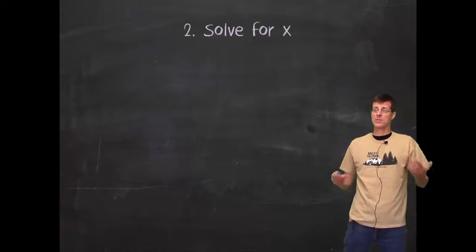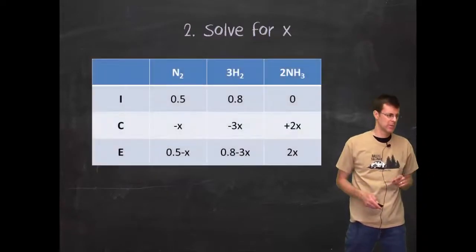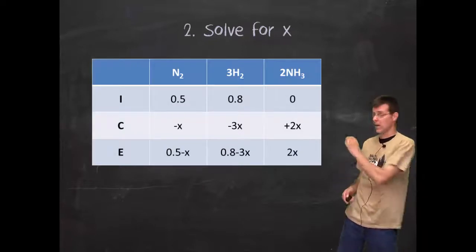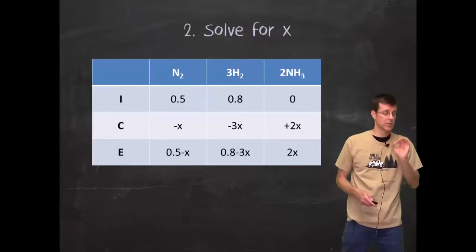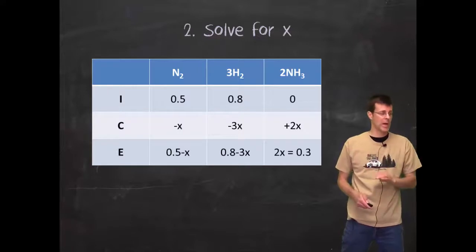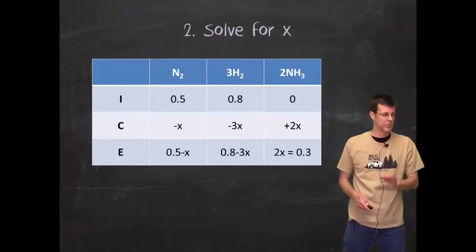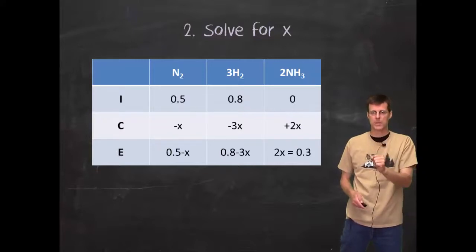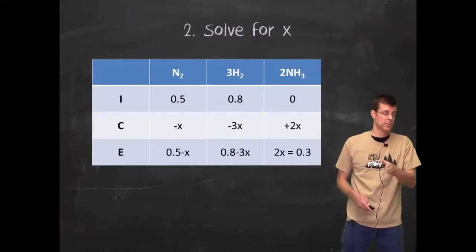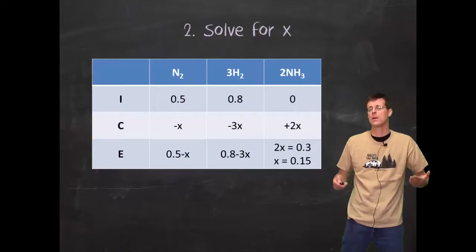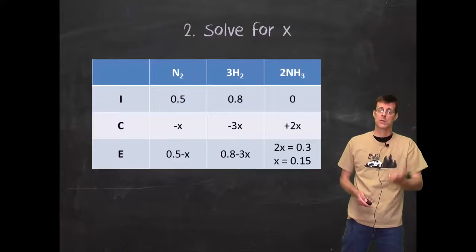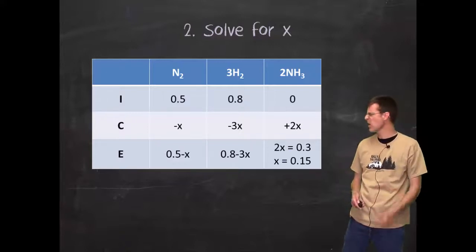Now what do I do? Well, now I solve for x. Oh wait, there's one more piece of information that I needed to know, or that I was given actually. Not only do I have this in terms of x, but I was also told in the question, check back, that at equilibrium the concentration of ammonia was 0.3. That means 2x equals 0.3. All right, solve that for x. x is 0.15. Now I know what x is. I can substitute x in for all those other. This is a lot like math.